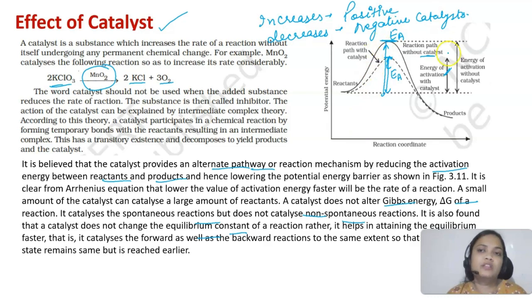So we use positive or negative catalyst, but if it is reducing the rate of the reaction, we can use the word inhibitor also. Fine. So temporary bonds बनते हैं. I told you if it is participating in the reaction, temporary bonds will be formed with the reactants, and after that, when the product is formed, the catalyst will be as it is.